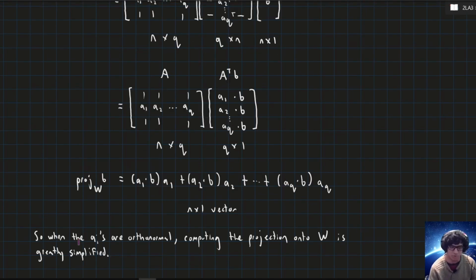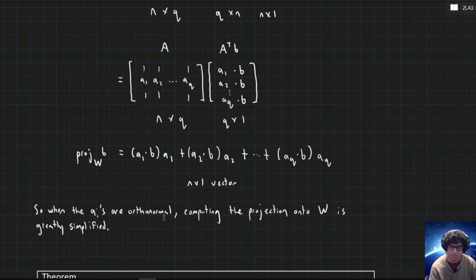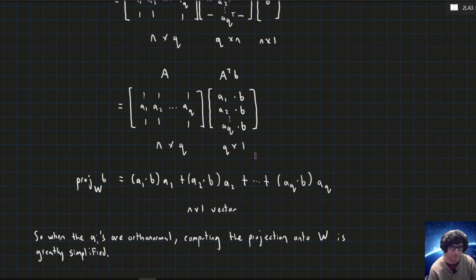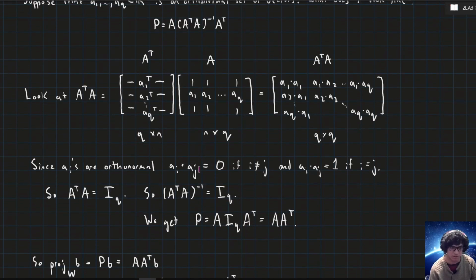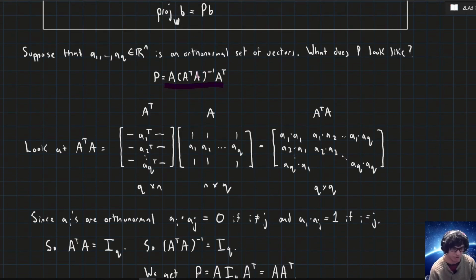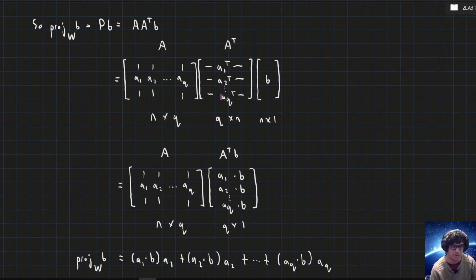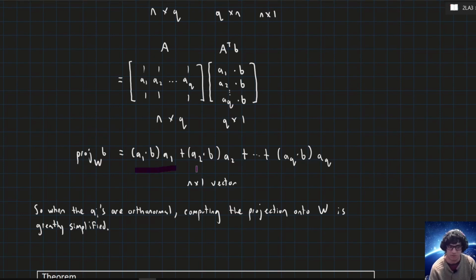So, conclusion, when the A's are orthonormal, computing the projection onto W is greatly simplified. Instead of computing this product and then computing the inverse and then computing 2 more products, all we have to do is take a few dot products and then add them up. This is computationally much simpler than the above method, when we don't have orthogonality.